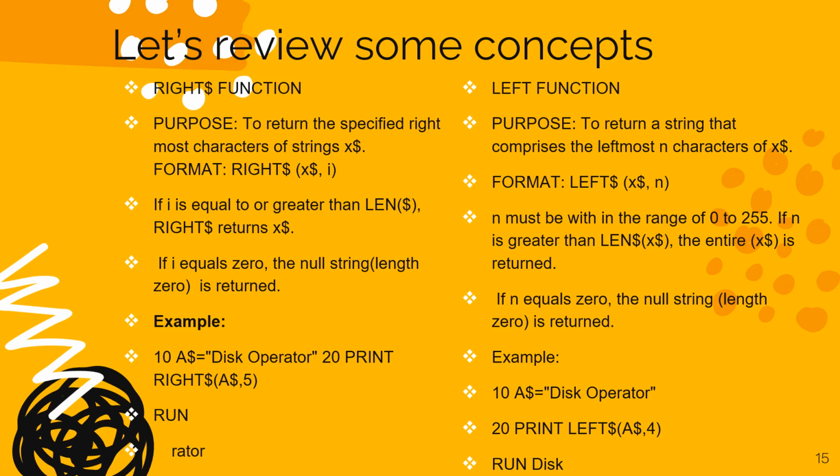Same as RIGHT$, LEFT$ is used to return the leftmost characters of any string. The format is the same, LEFT$(x$,n), where n must be within the range of 0 to 255. If n is greater than the length of x$, the entire x$ is returned, the same x will be printed. If n equals 0, the null string will be returned on the screen. In the example of this RIGHT and LEFT function, at line 10 A$ equals OPERATOR, and the print at line number 20 will give us the 4 leftmost characters from this string.